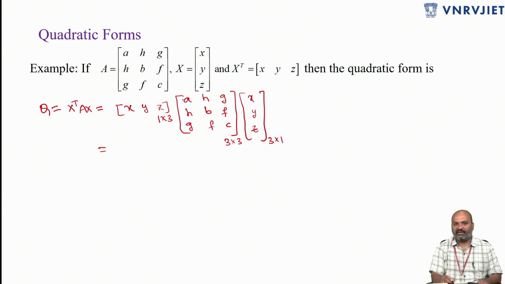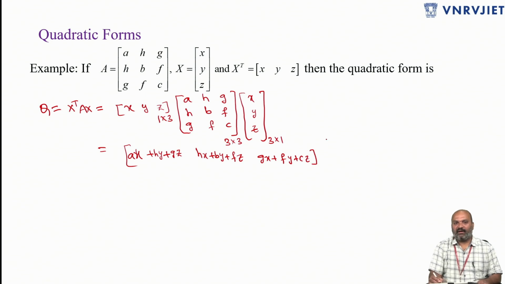Let's multiply this. It is the first row with all columns. First column first: it is ax plus hy plus gz, the first row, first column element. So we get a 1 by 3 matrix. First row with second column, it is hx plus by plus fz. Similarly, third, it is gx plus fy plus cz.